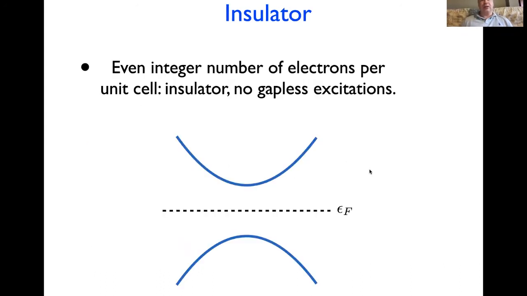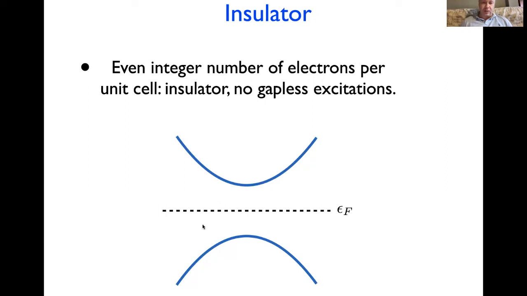On the other hand, if the number of electrons per unit cell is an even integer, then we get an insulator. So a certain number of bands is going to be completely filled while other bands are empty. And so there are no gapless electrons in this case, and this is an insulator.